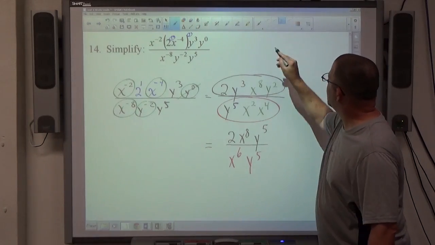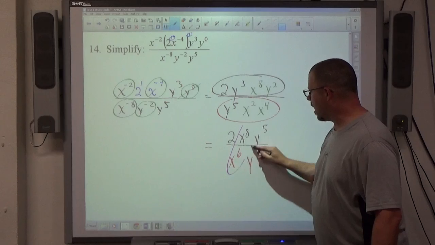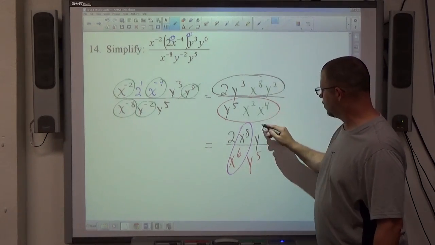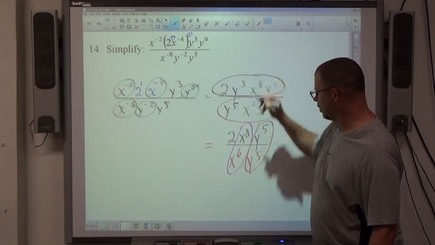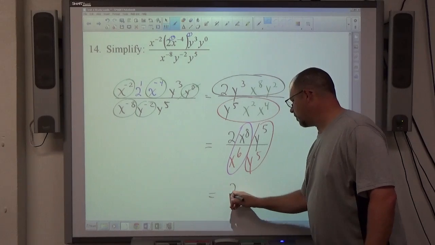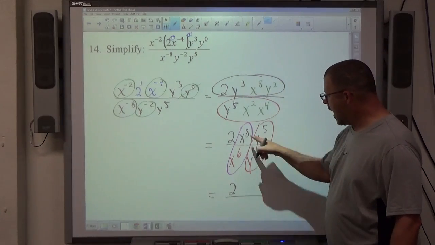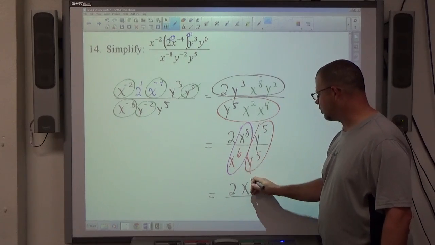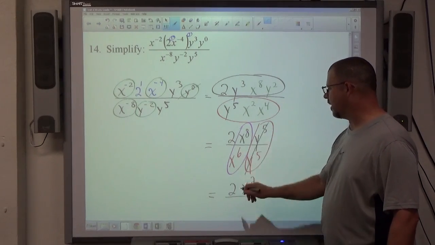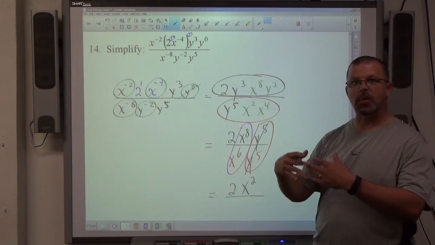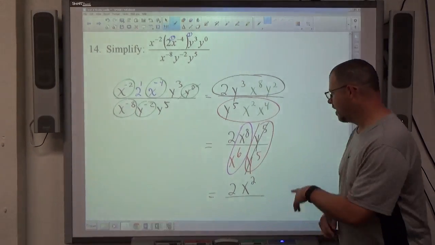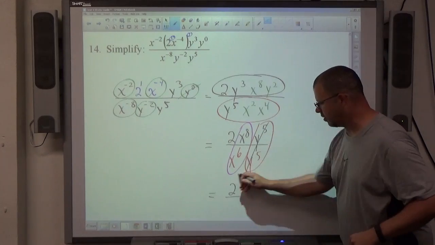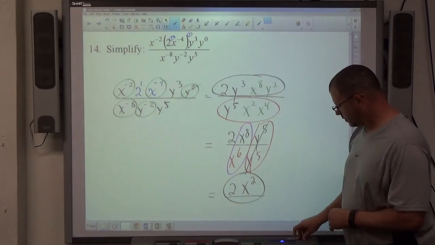The final step is to deal with the same letter on top and on the bottom. So there's too many x's, there's too many y's, there's just enough 2's. So 2 is right where it belongs, nothing wrong with it. X belongs on top, because 8 is bigger than 6. 8 minus 6 is 2. Y is exactly the same, they cancel. And just like that last problem, if everything cancels, the answer is 1. Since y canceled, other stuff didn't, just leave this as your answer.